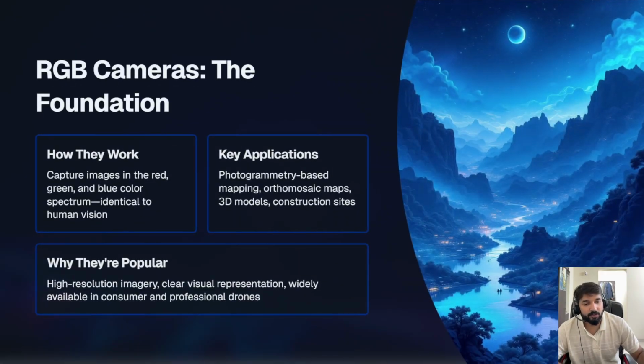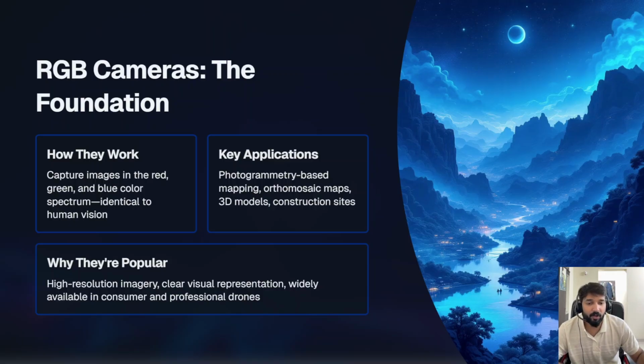Let's start with the most common sensor used in drone surveying, the RGB camera. RGB cameras capture images in the red, green, and blue color spectrum, which is the same spectrum visible to the human eye. Most consumer and professional drones use high resolution RGB cameras for aerial photography and mapping.